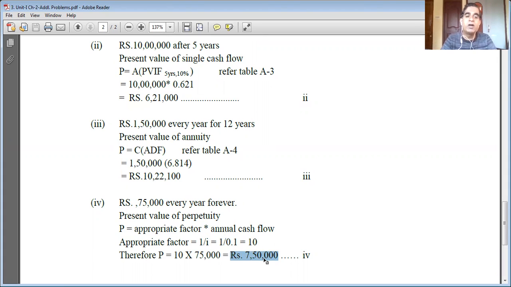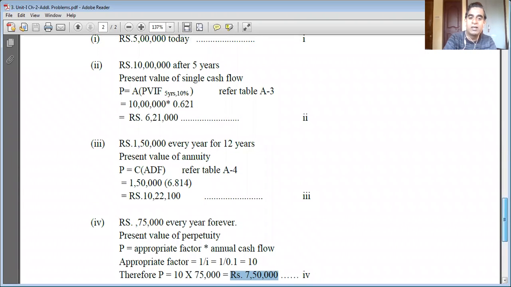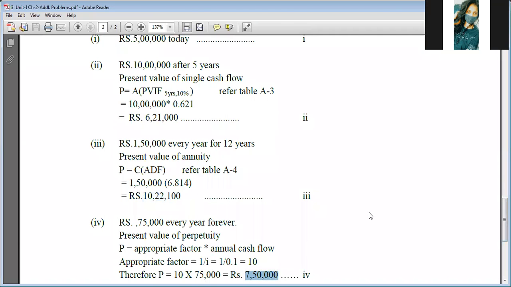So we found out now the present value of all three options: second, third, and fourth. And the first option is in present value itself. So look at this: 5 lakh rupees, 6,21,000 rupees, 10,22,100 rupees, and 7,50,000 rupees. So which is greatest? 10,22,100. Very good. 10,22,100 rupees is the greatest value.